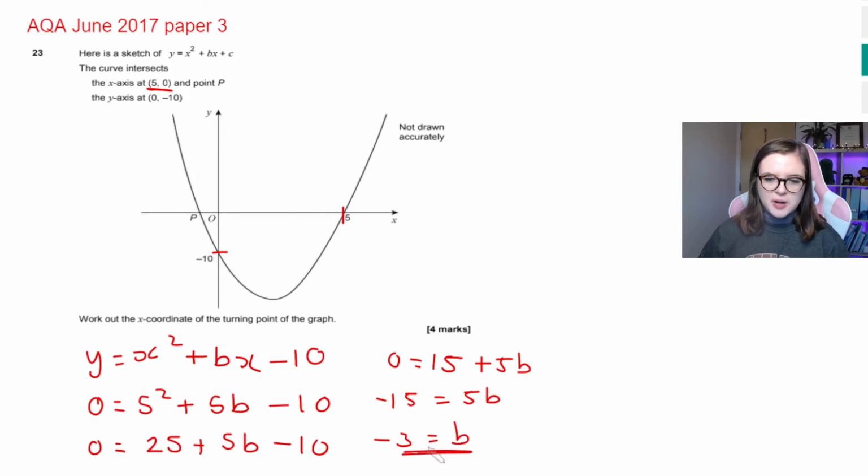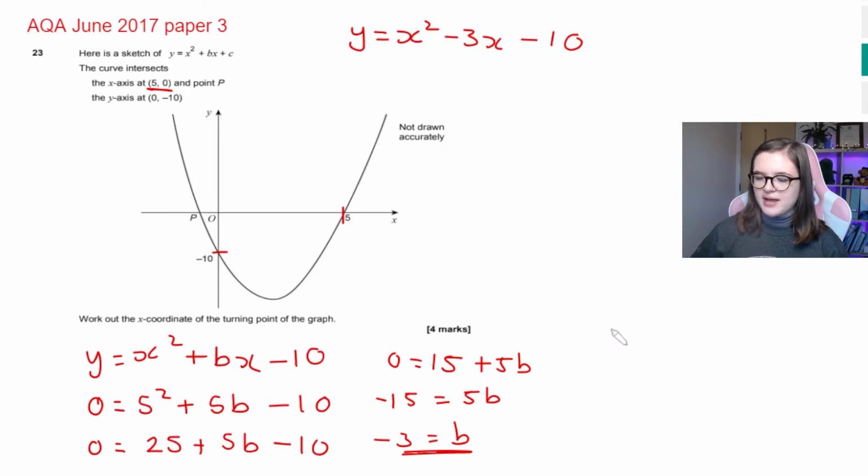Okie dokie then. So now we've got our full equation. I'm going to put that up here. So now we know that it's y equals x squared minus 3x minus 10, okay. And then it wants the x coordinate of the turning point, so that means completing the square, right? Let's write out our equation.